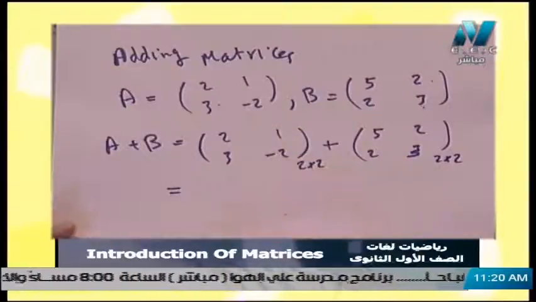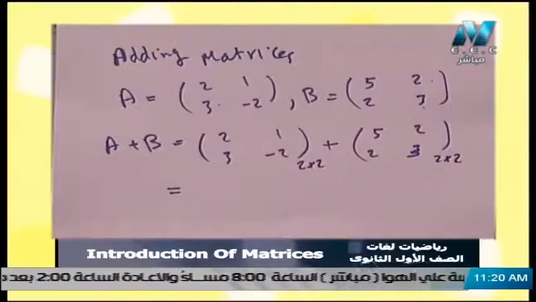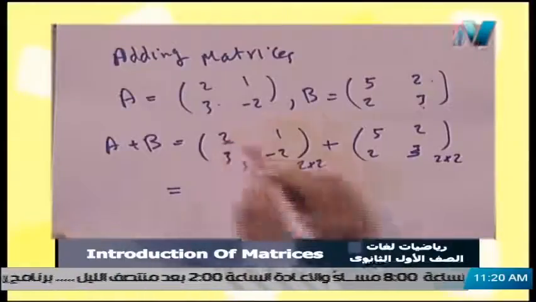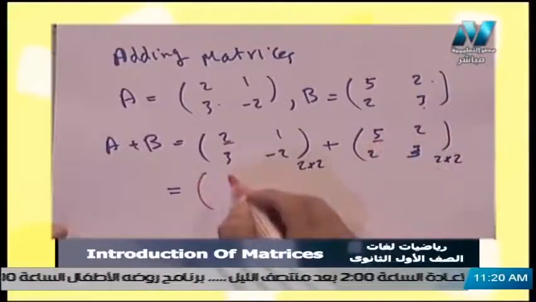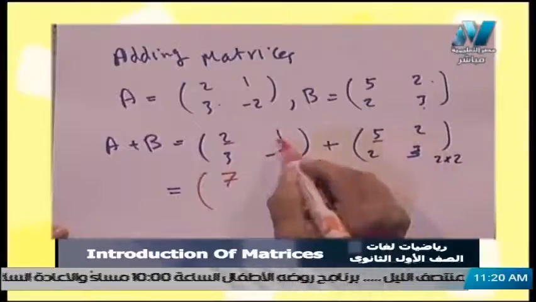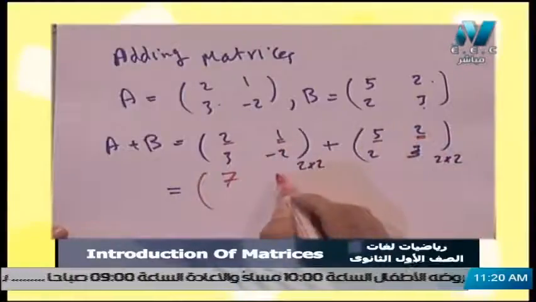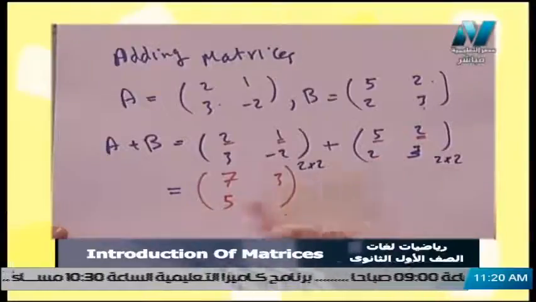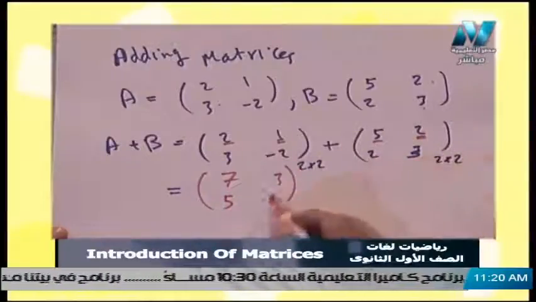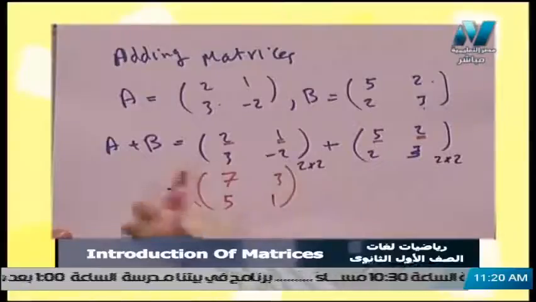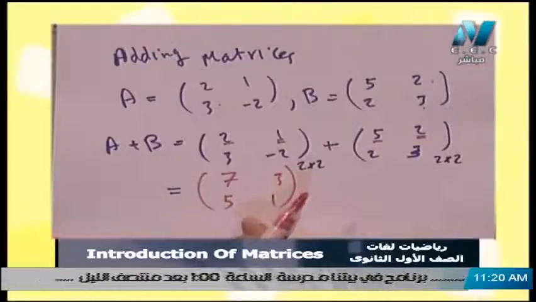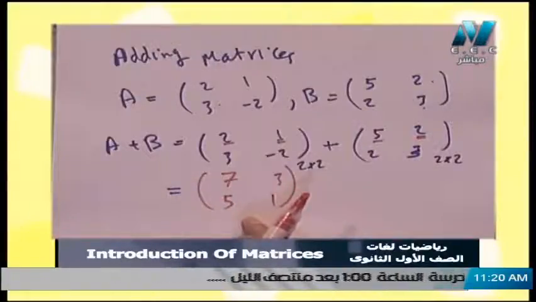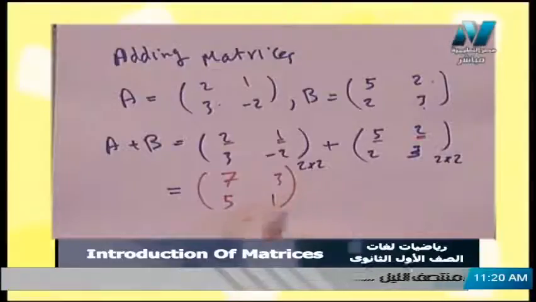So we can add 2 with 5 will be 7, 1 with 2 will be 3, 3 plus 2 equals 5, -2 plus 3 equals 1. So the result equals this matrix. So the addition operation is very easy. It's the easiest thing in this part.